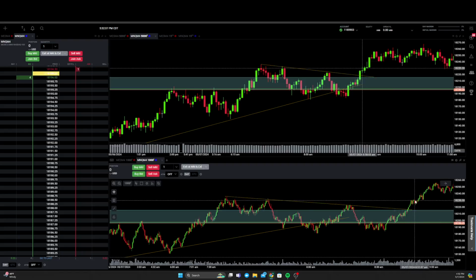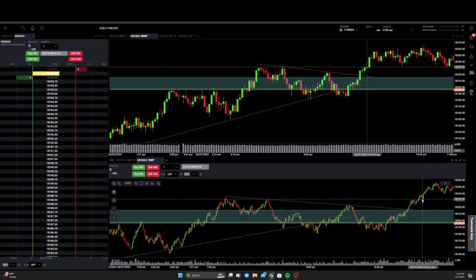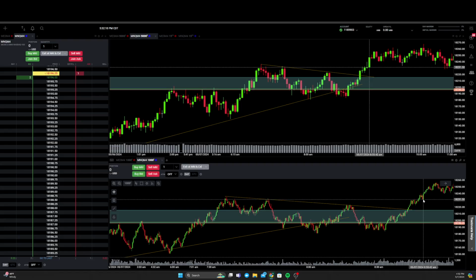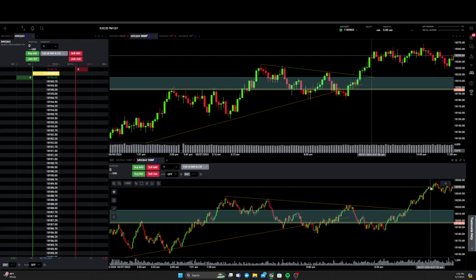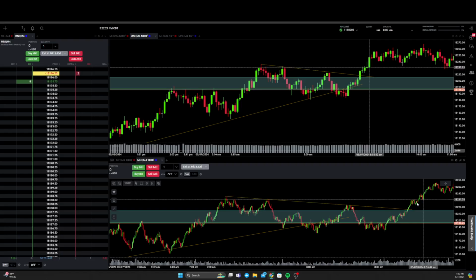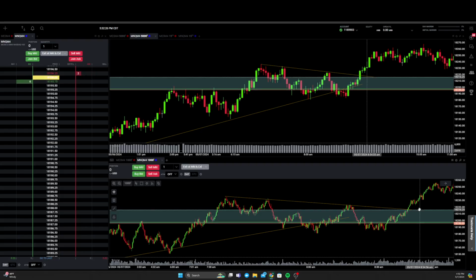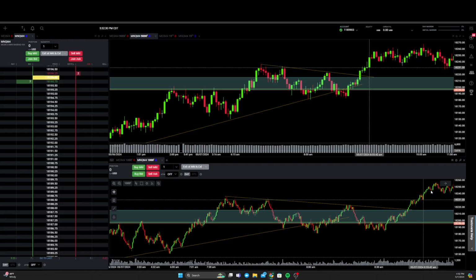Didn't get any entry on this. I didn't want to chase. I guess we did get kind of a pullback in here to like previous highs, so that wouldn't have been a bad entry to take long from there. But I did not chase the long entry once we had that breakout. I wanted to see us kind of retest the trend line and then continue, but we never quite got that.